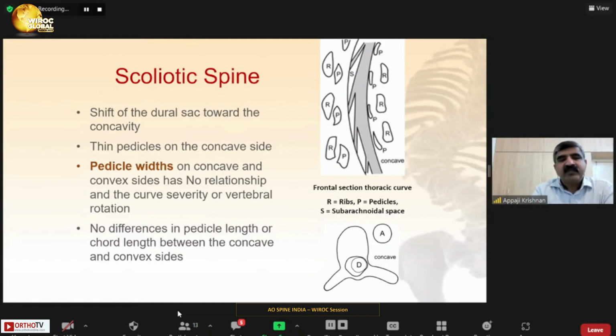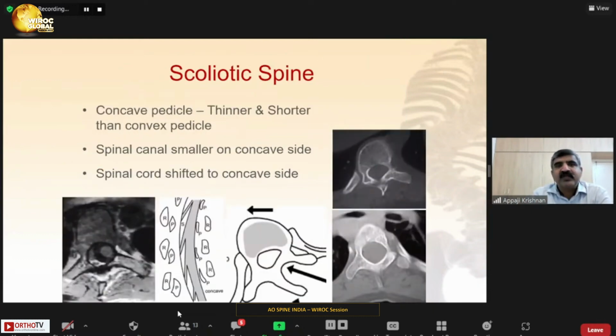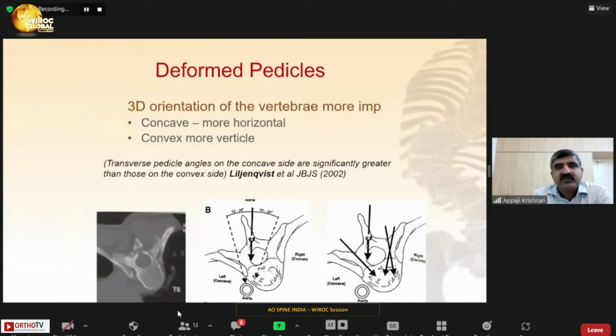No differences in pedicle length or screw length between concave and convex side. Usually once you insert in a proper technique, the screw length does not vary very much. So concave pedicle is usually thinner and shorter, as I said. The spinal canal is smaller on the concave side and spinal cord is shifted. So you have to be very aware not to injure the cord. And as now we use IONM, and we use IONM screw stimulations, which actually prevents all these issues.